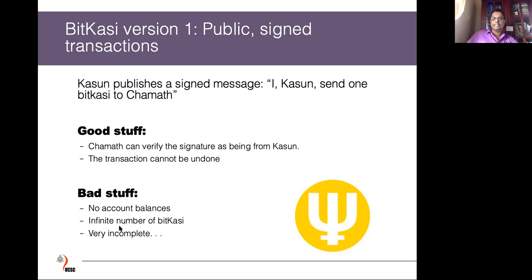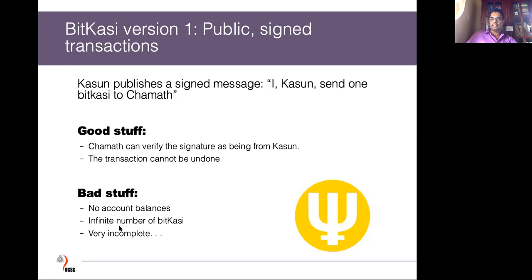So initially, let's say in this Bitcasi scheme, there are two people: me and one of my friends called Chamath. We want to have our own currency scheme. What I said, Chamath, is that here we do our own currency scheme. This is very simple. I will just send you a message saying I want to transfer one Bitcasi to you. I will digitally sign it and send it to you. So you can get my public key and verify the signature of this message.